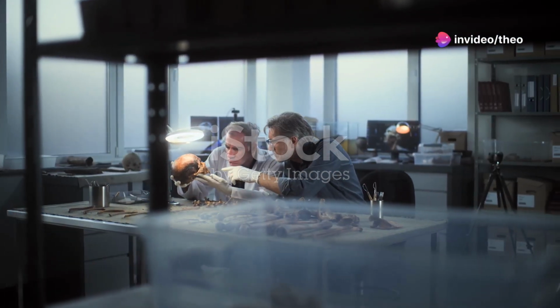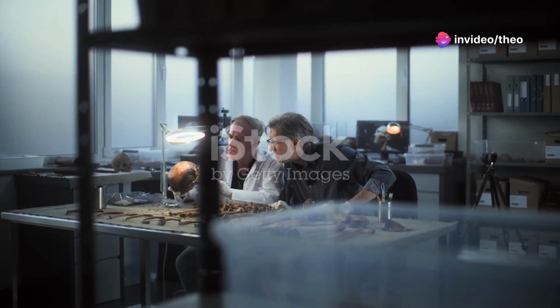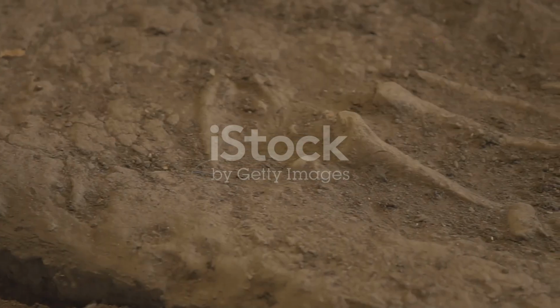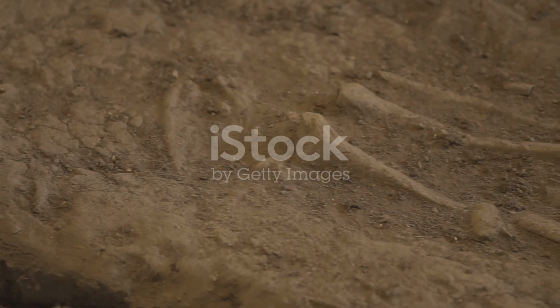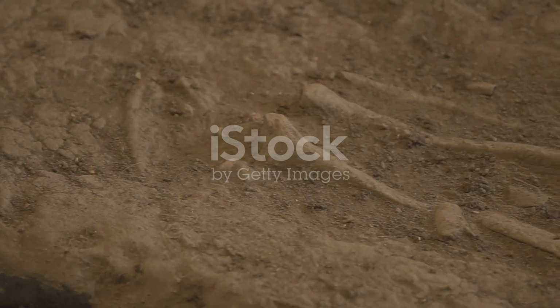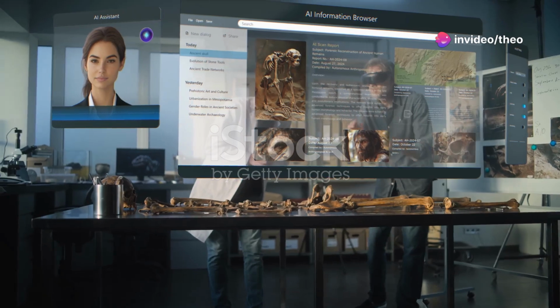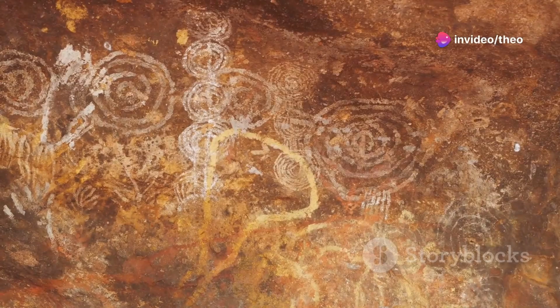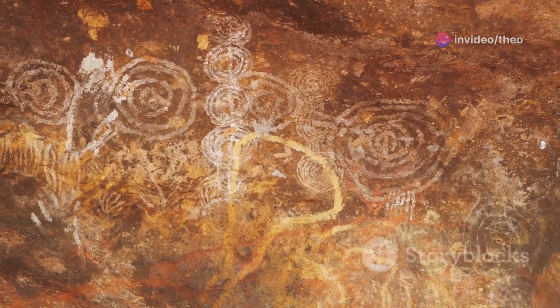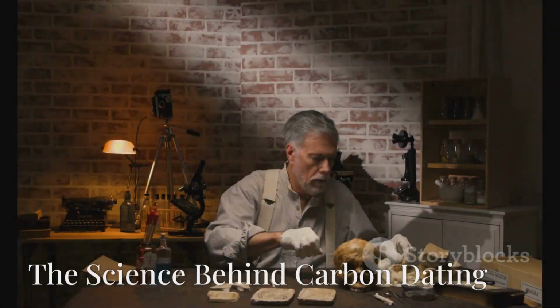Have you ever wondered how scientists can tell the age of ancient artifacts or fossils? How they can determine how long ago a piece of wood, bone, or even a rock painting was created? Today we're going to explore the fascinating world of carbon dating and the mathematics behind it, with a special focus on its importance to First Nations Australian culture.